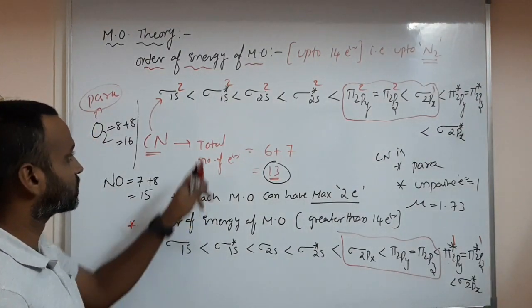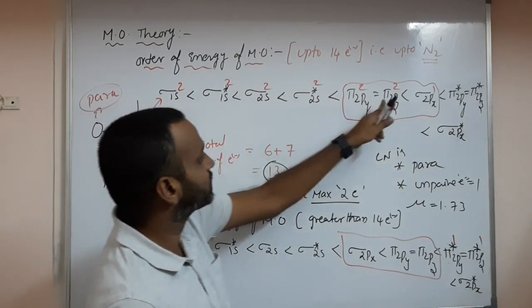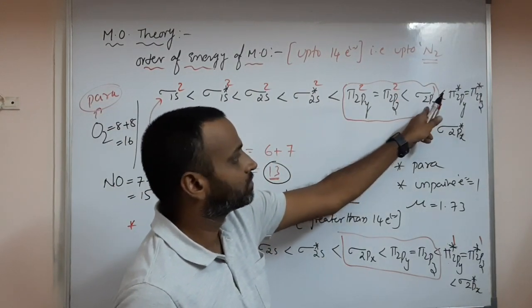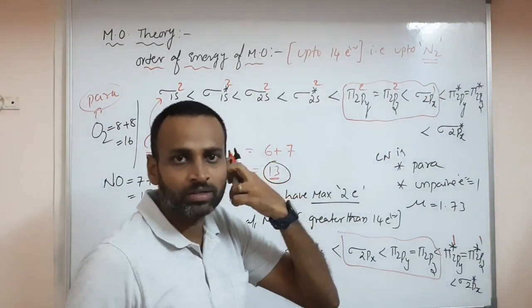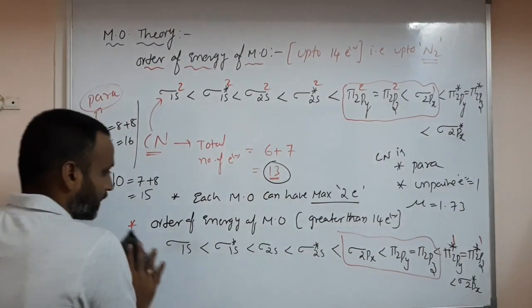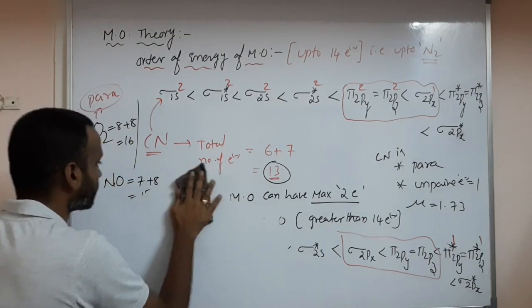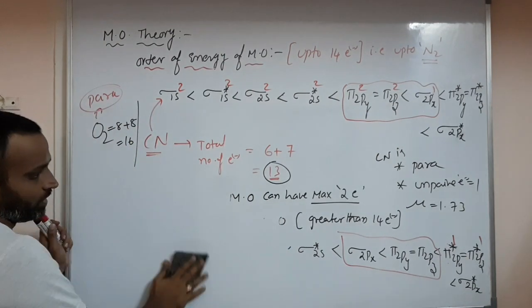N2 has 14 electrons. I told you already, so 1, 2, 3, 4, 5, 6, 7 pairs, 14 over. So all are paired, and N2 is diamagnetic. You can say magnetic moment. Okay, so after this, the last and final topic, which we call bond order, is very, very important.